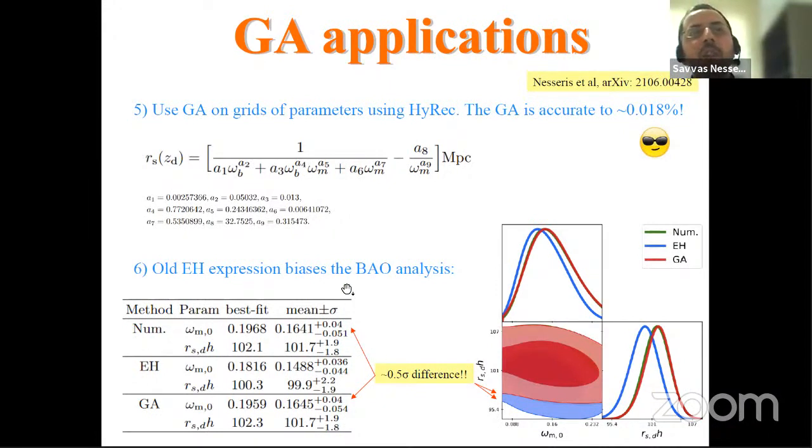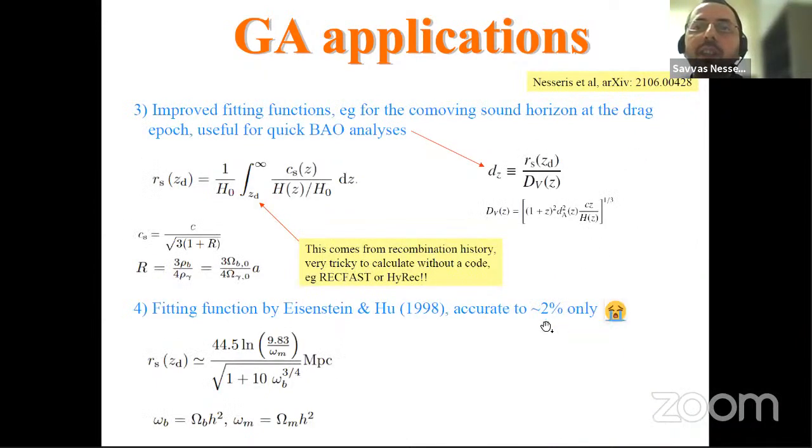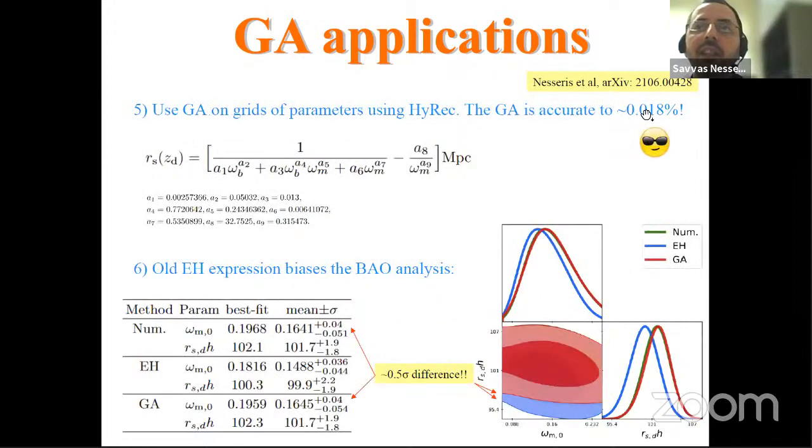On the other hand, what you can do is make grids of parameters using HyRec, and you can create a much improved fitting function given by this expression, where these numbers actually came from the genetic algorithm. We didn't put them in by hand. So what we did is we created grids of parameters, threw them at the genetic algorithm, and then the genetic algorithm after half an hour or 1 hour gave us this fitting function. Okay, and we found that it's actually accurate to 0.018%. So as I said, the Eisenstein expression is like 2%, and this is like 0.02%. So it's like 2 orders of magnitude improvement. Okay, and this is the last thing I wanted to say.